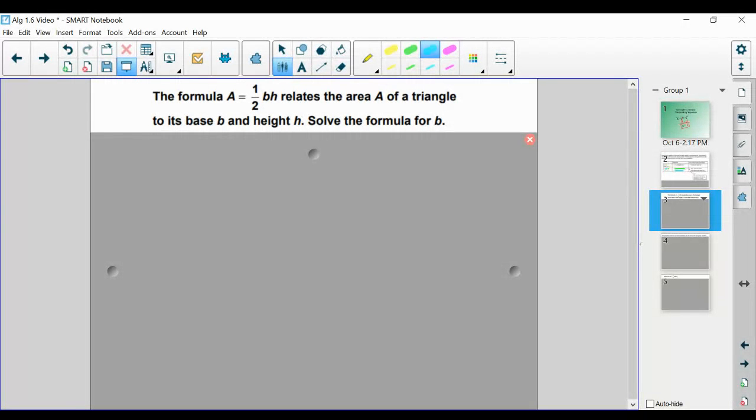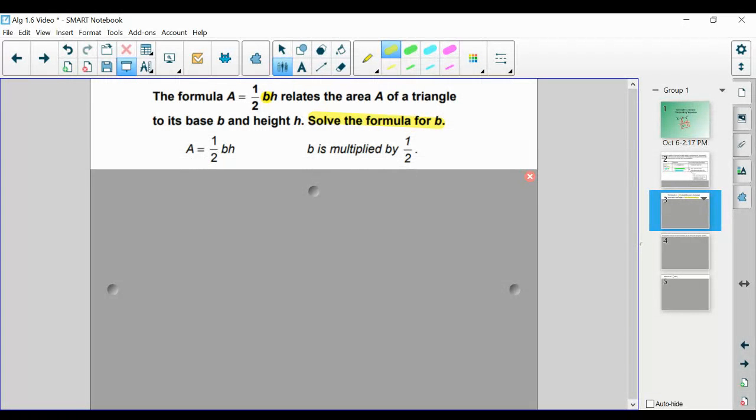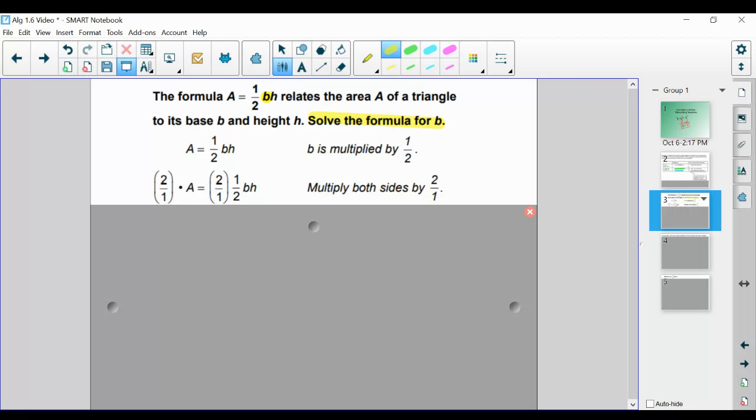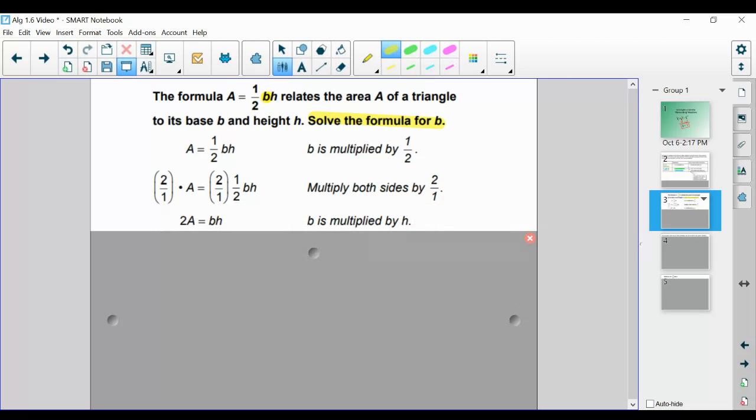The formula A equals 1/2 B times H relates the area A of a triangle to its base B and height H. We want to solve the formula for B. So we want to get that B isolated. So we have to first identify what is happening right now. Well, B is getting multiplied by 1/2. So what we're going to do is we're going to multiply both sides by the reciprocal. We're going to multiply both sides by 2 over 1. What we do to one side, we do to the other side. So we multiply everything by 2 over 1. Therefore, we get 2A is equal to B times H.